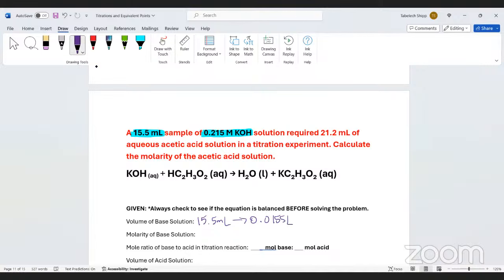Okay. Now, the next thing they gave me was the molarity, 0.215 molarity, which is also the same thing as 0.215 moles per liter. Remember, molarity means moles per liter.